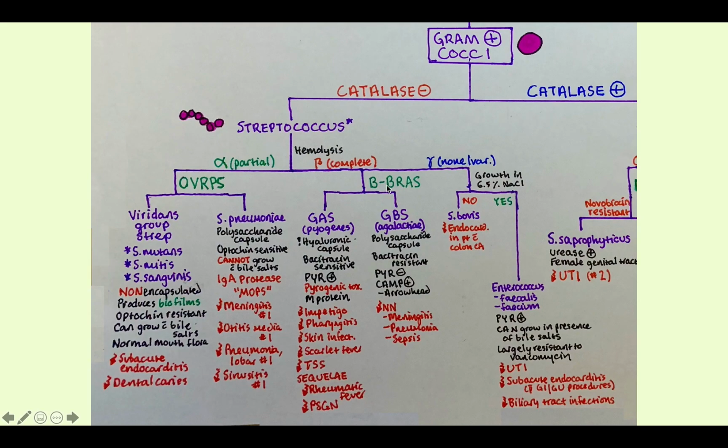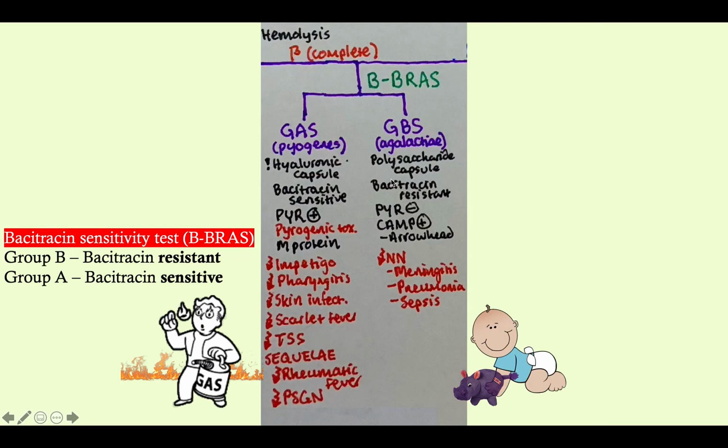Okay, so the big mnemonic here is B-BRAS. Please know this. You've got to know all your antibiotic sensitivity tests for the step, because this is very high yield and they'll throw it at you all the time. Your mnemonic is B-BRAS. The first B is for bacitracin. Remember that beta hemolytic, you do a bacitracin sensitivity test. And then the BRAS just means group B is resistant and group A is sensitive. So here we're talking about bacitracin resistant beta hemolytic strep.